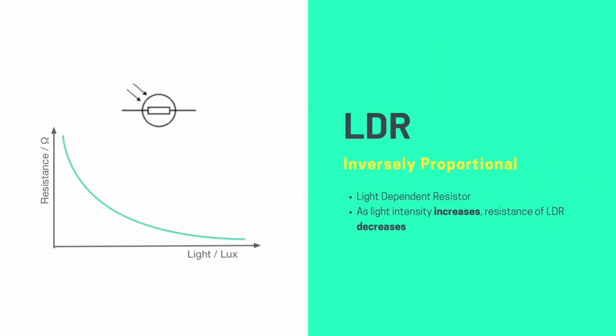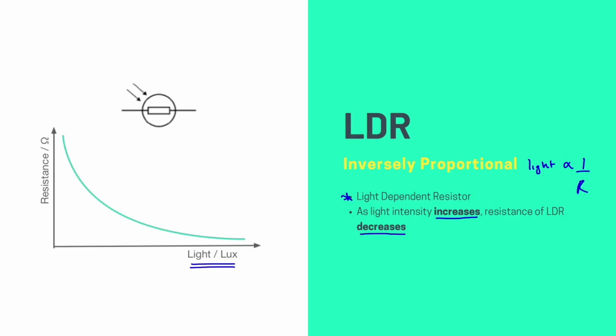Let's have a look. Wow, wait a minute, I recognise this graph. It looks exactly the same as a thermistor. The only thing that's different is on a thermistor on the x-axis we had temperature, and on the x-axis for an LDR we have light. And what it shows is for a light-dependent resistor, as light intensity increases, the resistance decreases. It's exactly the same relationship we saw with a thermistor. The light intensity is inversely proportional to resistance.